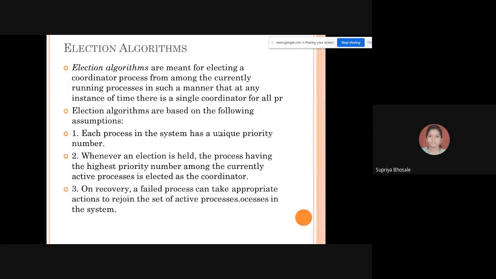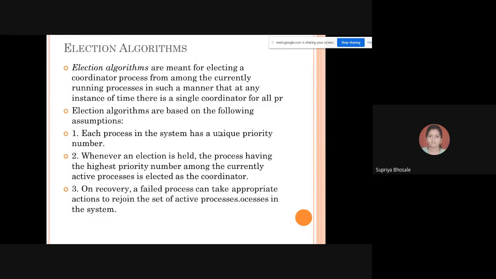Some examples we can say for such coordinator processes are the ones we have seen in that centralized approach. Okay, so here the election algorithms are meant for electing a coordinator process from among the currently running processes in such a manner that at any instance of time there is a single coordinator for all the processes.